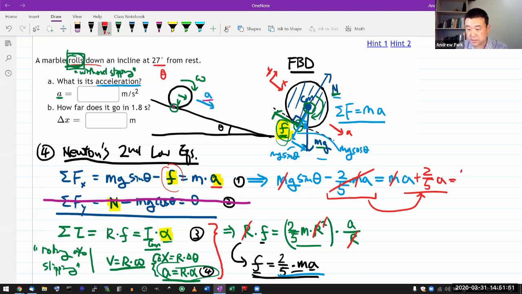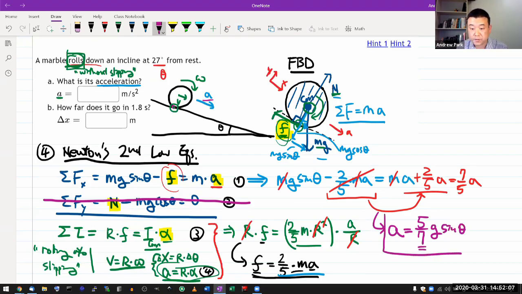So that's going to be 7/5 a. And solving this whole thing for acceleration, you get acceleration is equal to 5/7 g sine theta. So this 5/7 is the coefficient that's less than 1 and doesn't allow the answer of simply g sine theta to be correct. It has to be 5/7 of g sine theta.